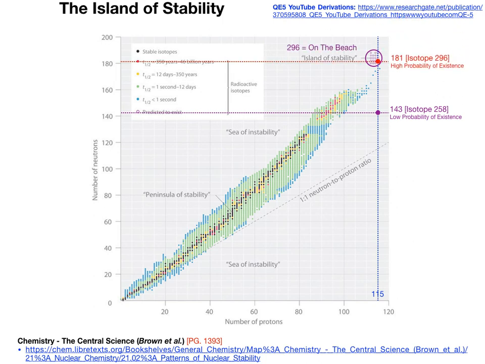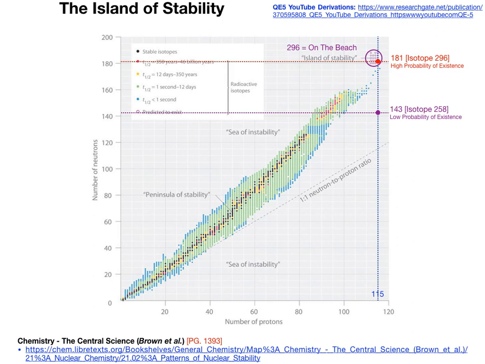One of them resides on the beach of the island of stability, indicated by the purple circle, whilst isotope 258 is lost at sea. However, just because it's lost at sea doesn't mean that it's an impossibility. It could just mean that it occupies a place where our knowledge of nuclear physics is incomplete.